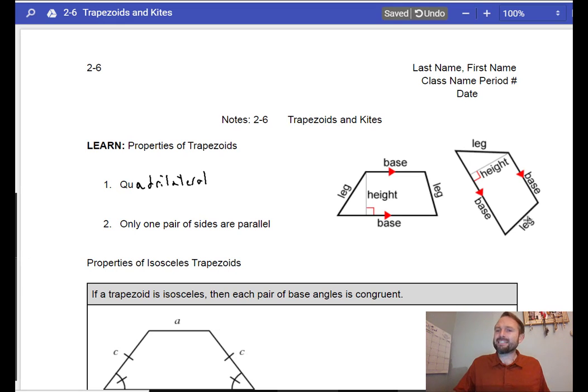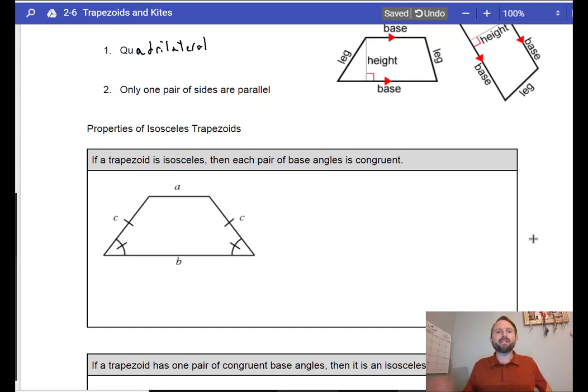Now, specifically, it's talking about the properties of isosceles trapezoids. So, if a trapezoid is isosceles, then each pair of the base angles are congruent. That means, if the legs are congruent, then the angles are congruent. Now, also, the top angles are congruent as well, but not to the bottom angles. We don't know that. Let's continue.